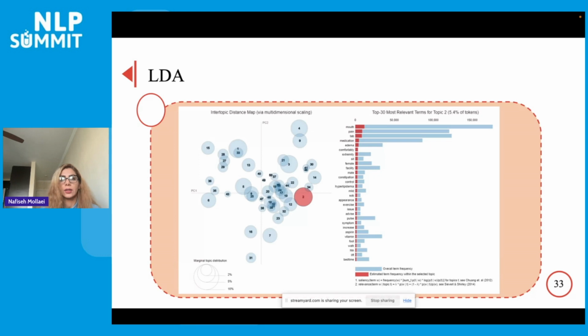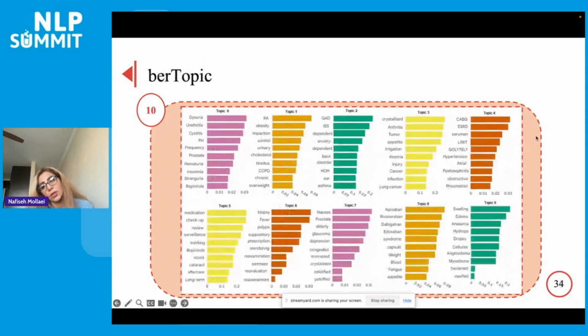And here is another kind of visualization from another method, which is named BERTopic. BERTopic shows how we can actually extract the topics related to each group. We can manually choose how many topics we want. For example, here I chose 10 topics. Among these 10 topics, we can show which topics come together.